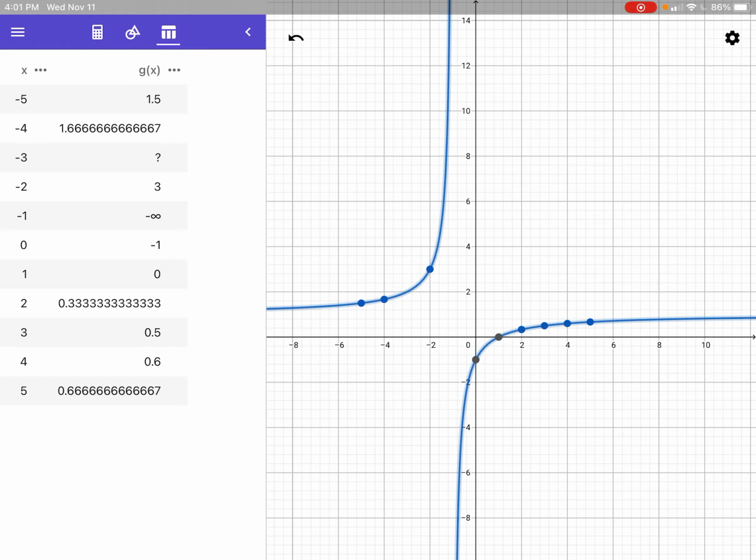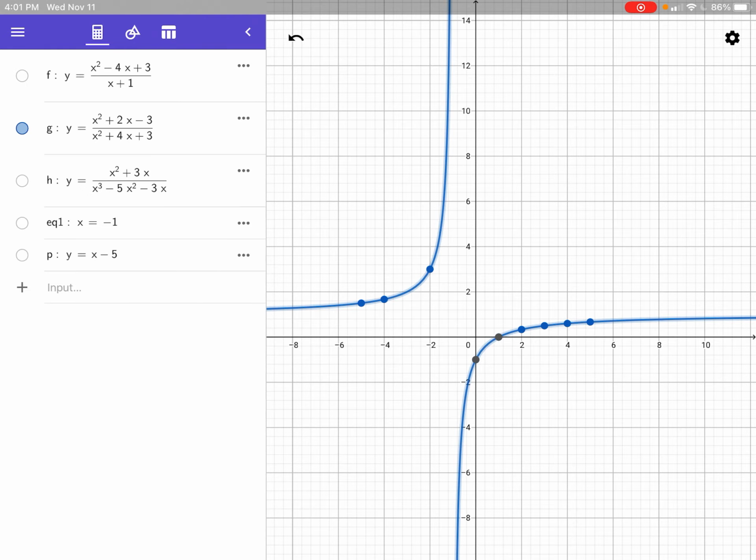Technology is here for a guide. It cannot produce asymptotes. It cannot produce these holes. We have to understand the function. And I'll do another video with a word problem to see what's going on here.